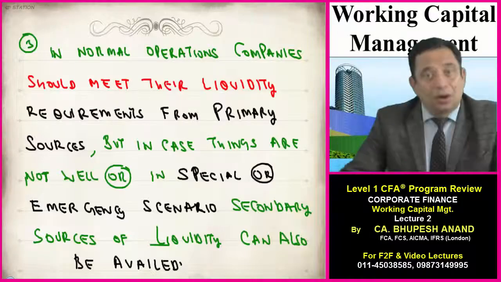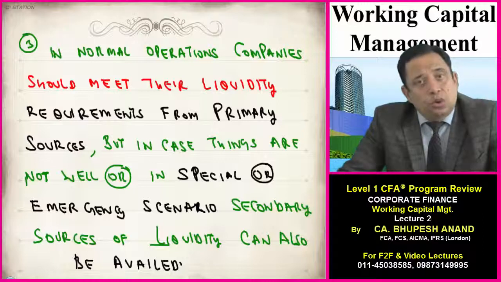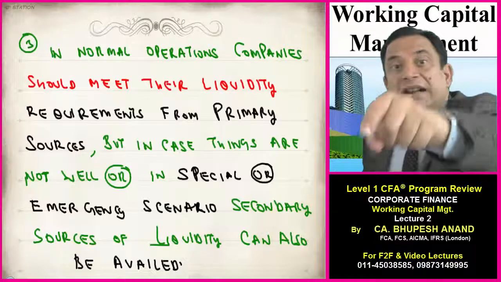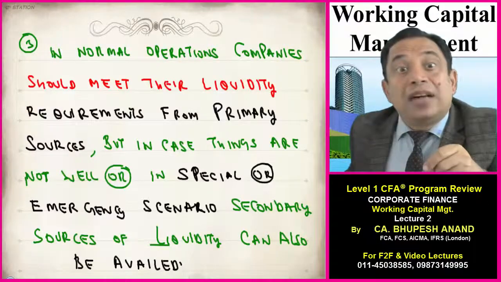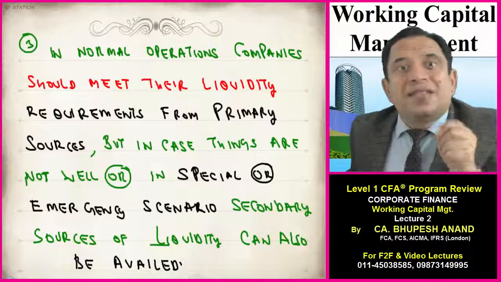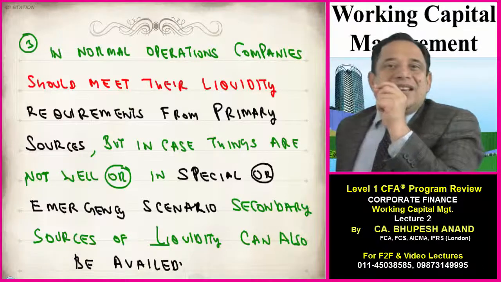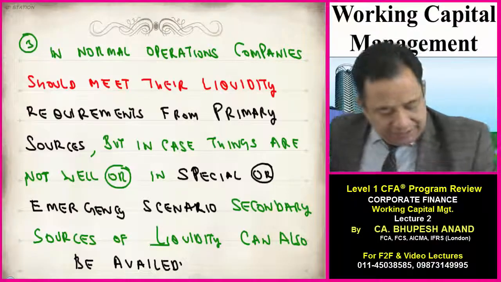So this is for today's lecture number 2. I have not covered the full LOS A in this lecture. Learning outcome A consists of different points. The first point is what are the different sources of liquidity, primary and secondary. And the second point I will be covering in the third lecture: what are the factors which influence the liquidity? So that I will be covering in the next lecture number 3.